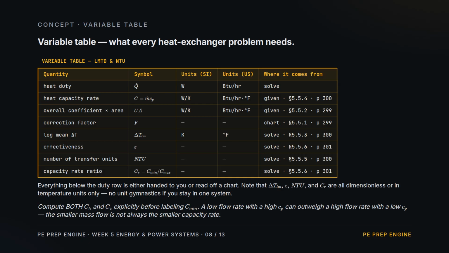Almost everything here is dimensionless or in temperature units only, so there's no unit gymnastics if you stay in one system. One discipline though, compute both capacity rates explicitly before labeling C min. A small flow with a high specific heat can outweigh a big flow with a low one.